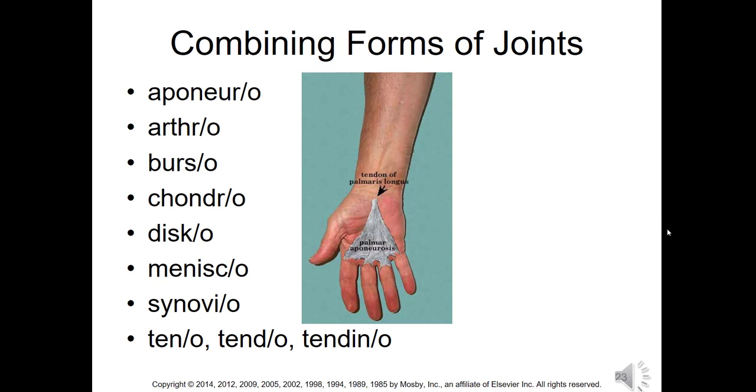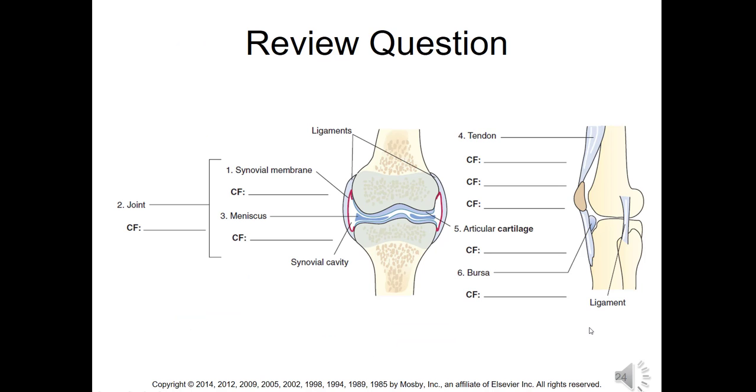Aponeuro, that is that sheet that we were talking about that acts as a combining or joining of the muscle to the bone. Arthro is joint. Burso is the bursa or the cavity. Chondro is cartilage. Disco is the intervertebral disc in the spine. Menisco is meniscus, or the crescent shape. Synovio is the synovia, or the synovial membrane. And then teno, tendino, and tendo, these all three are combining forms for the tendons.